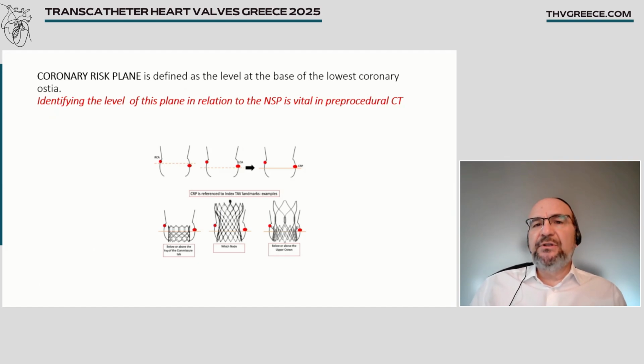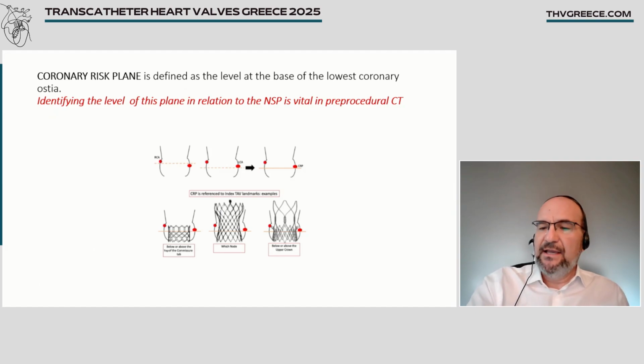Now, the other term we need to know is the coronary risk plane. What is a coronary risk plane? It's defined as the level at the base of the lowest coronary ostia. So identifying the level of this plane in relation to the neo skirt plane is vital in pre-procedural CT planning.